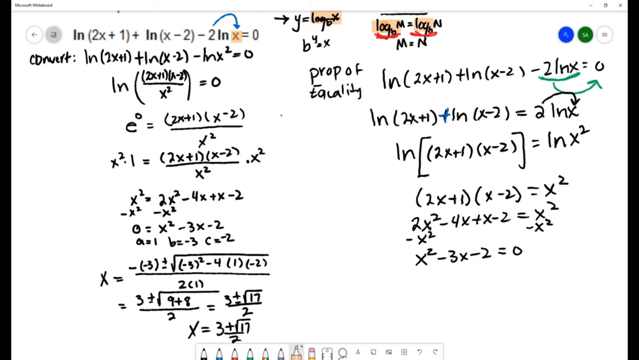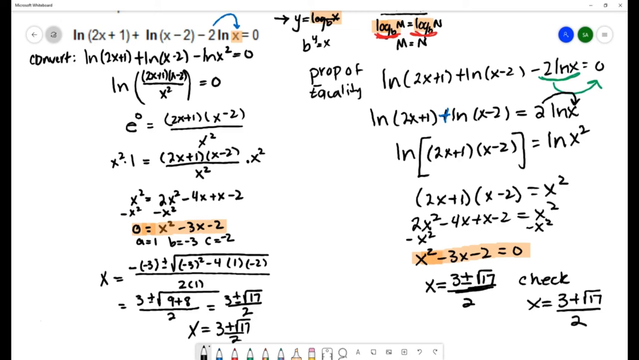So you'll notice that this is the exact same equation that I got earlier. So then I could once again use the quadratic formula. I would once again get 3 plus or minus square root of 17 over 2. And I would have to check, and when I check, I would find out that only 3 plus square root of 17 over 2 is in the domain of our expressions. So either way, we could use the method of converting or use the property of equality to solve this logarithmic equation.